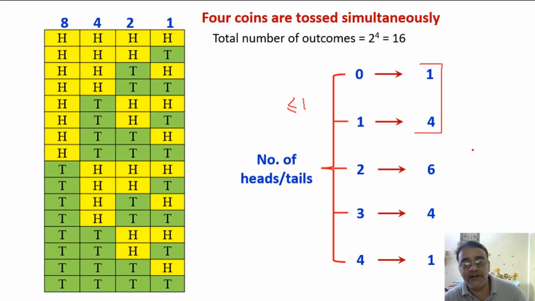What is the probability of getting at least 3 heads? 5 by 16. Yes, very good. Because at least 3 means greater than or equal to 3, so we have to take these 2. That is 5 by 16.